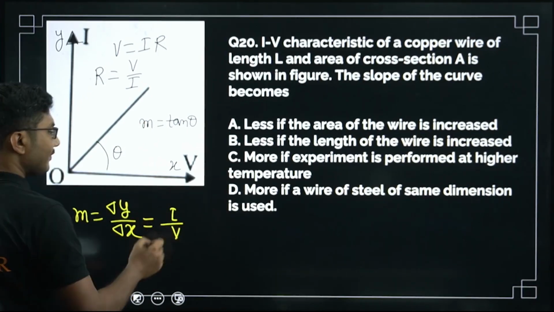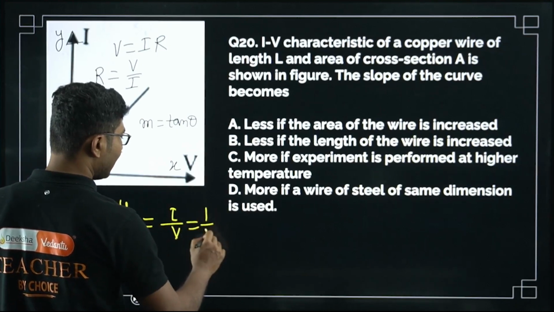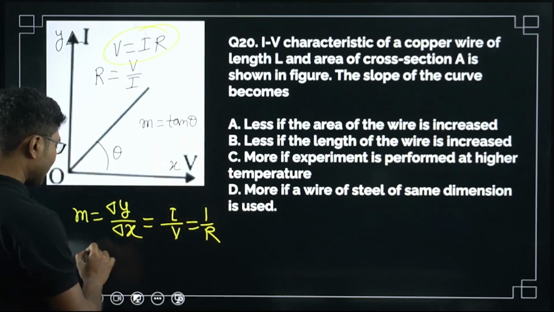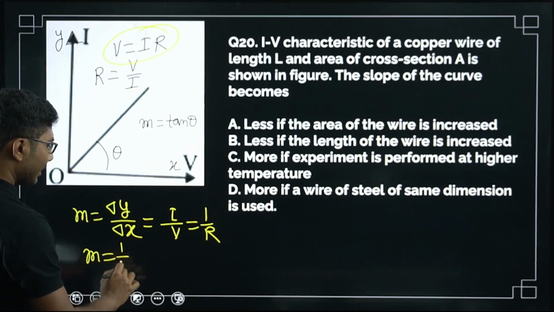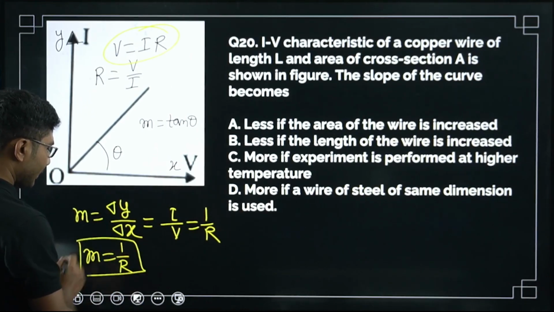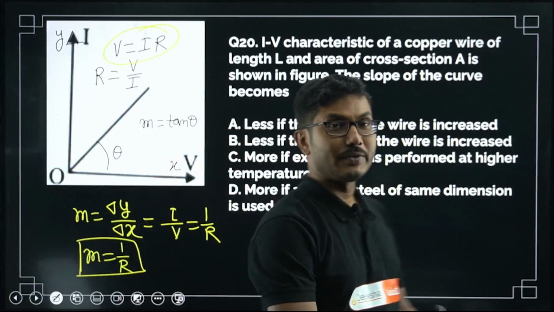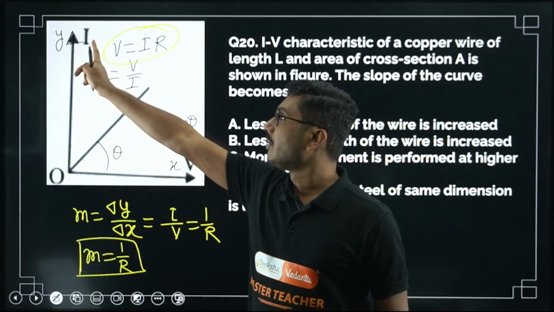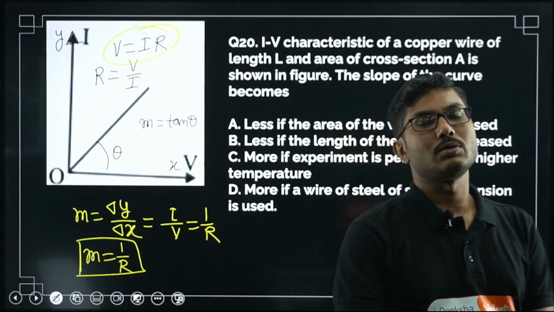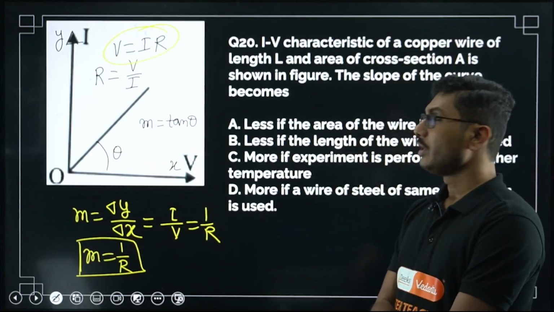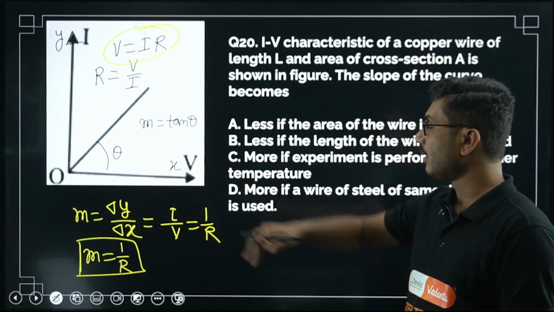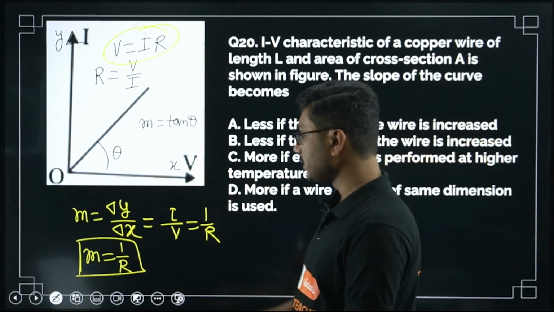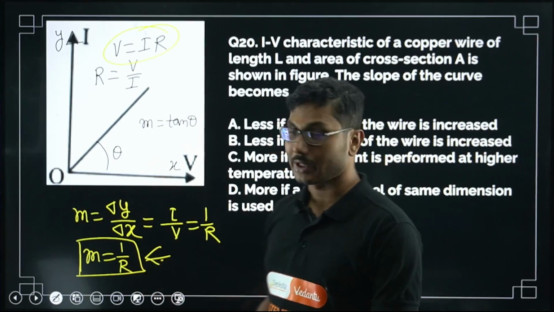So I by V is what? I by V is 1 by resistance, right? So slope in this case is not resistance but 1 by resistance. Be careful. If the axes were changed, if I was plotted along this axis and V was along this axis, then in that case slope would equal resistance. But in this case V is plotted along the x-axis, I is along the y-axis, so slope is basically 1 by R. Now let's see what is the option.